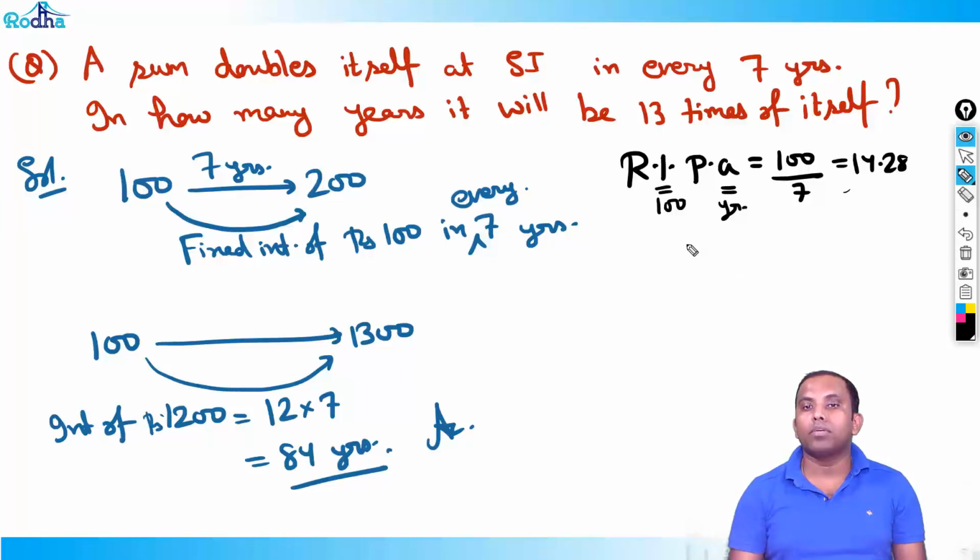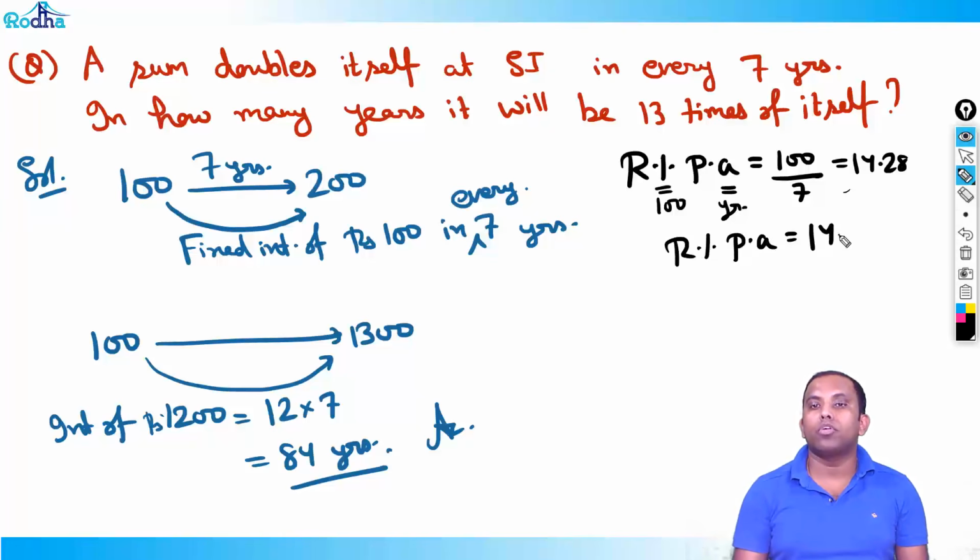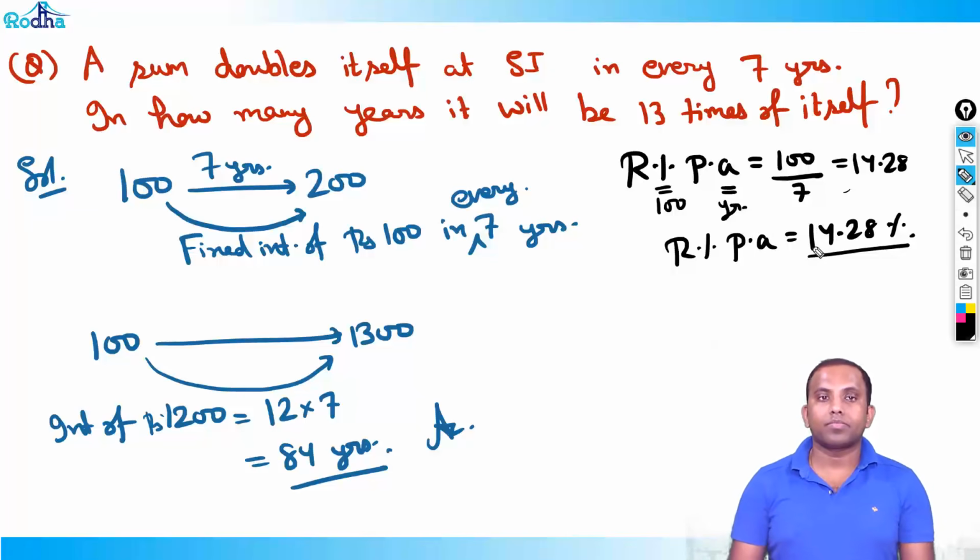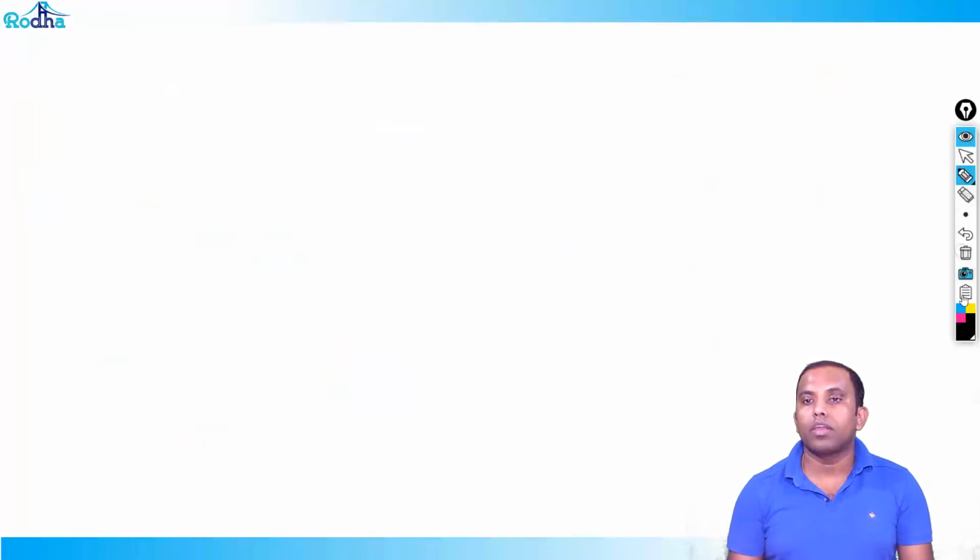So what is the rate percent per annum? The rate percent per annum is 14.28%. 14.28% is the answer for this question. Correct? Okay, next one.